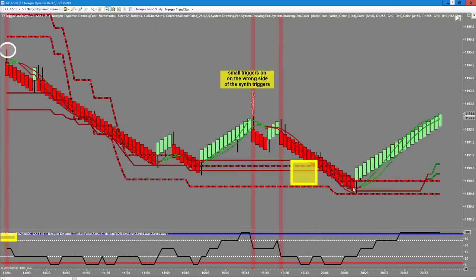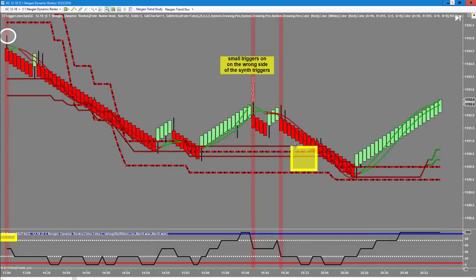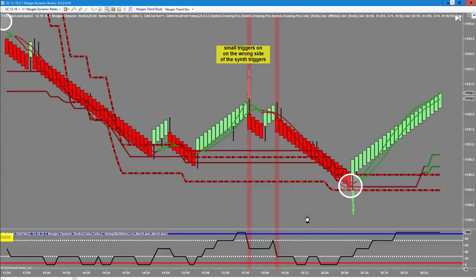And this one went down pretty nice. Now look what happens. I want you guys to visualize this, okay? Look at what happens when the small triggers do not get below the synthetic triggers and you make a reversal. I just want you to keep this in mind for future reference, okay? Because these are the types of spots where the market tells us and the trigger line configuration tells us we're not going any further. So now watch what happens.